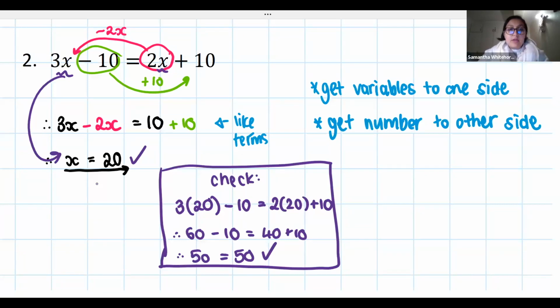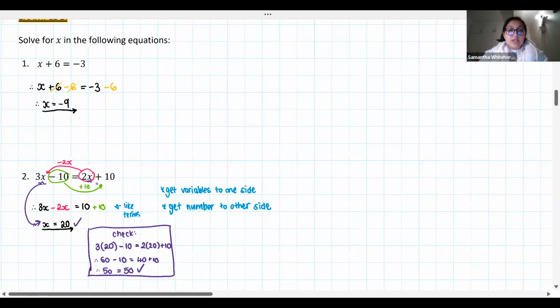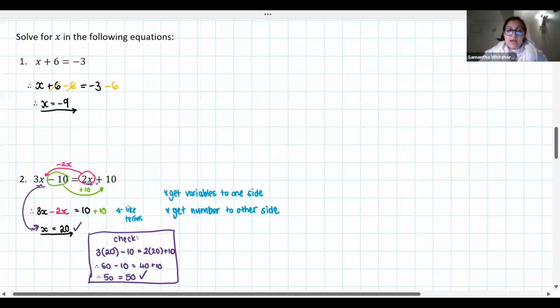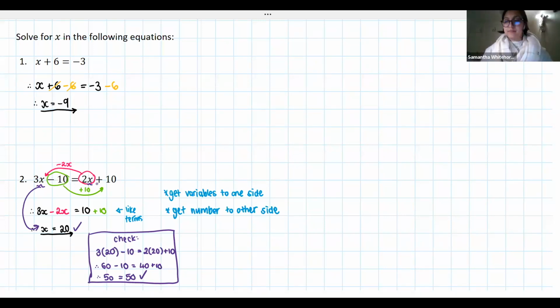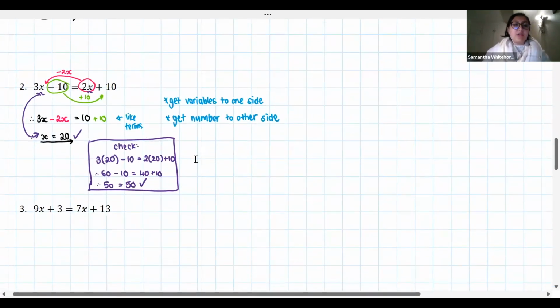Right, so I'm going to stop there. I'm going to make this a bit smaller. If anyone has any questions, now is the time to raise your hand. Otherwise, we're going to have a look at another example. No questions, grade 8? Good. Again, if you decide you do have a question, you are welcome to put it in the chat. Right, but let's have a look at another one.